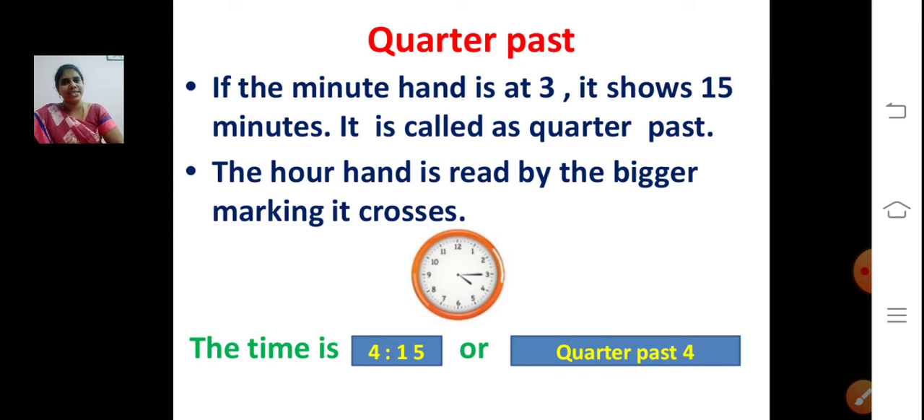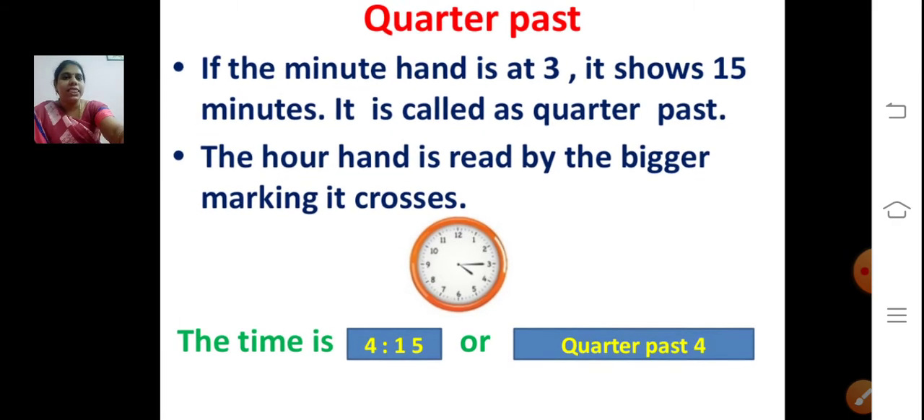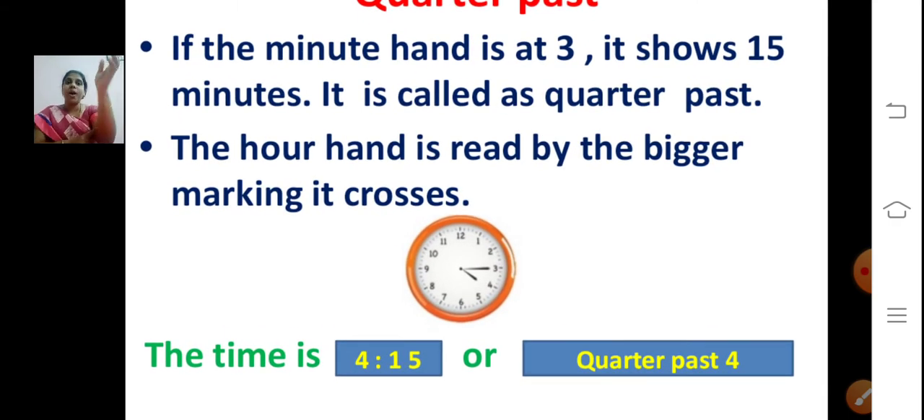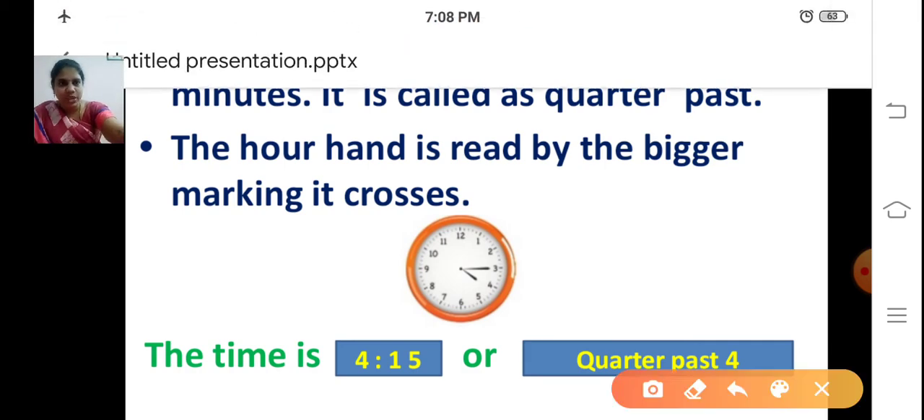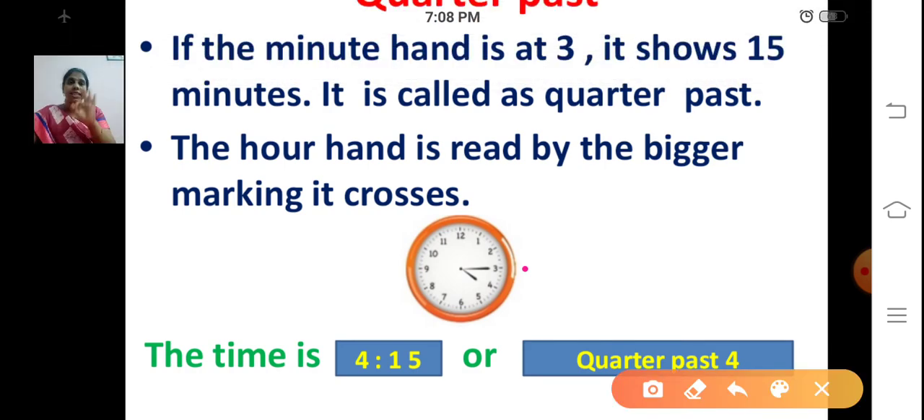What does it mean by past? Past means that is over. Correct? So if the minute hand, that means the longer hand, is at 3, just now we saw that the longer hand is at number 3. It shows 15 minutes.